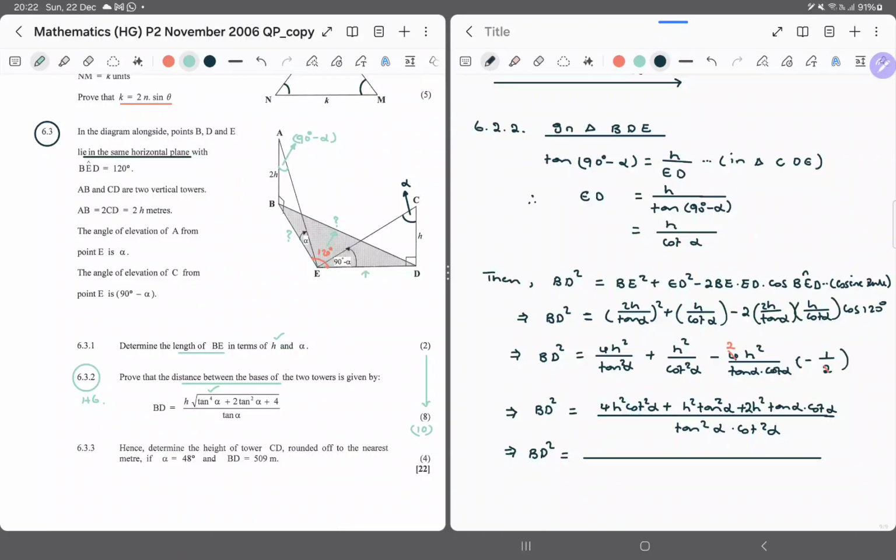It means what we have here, we've got 4h into, we change this as 1 over tan squared alpha. This is what this is. This is h squared tan squared alpha. So this is going to be plus 2h squared into, we have tan alpha into cot is 1 over tan alpha. All right.